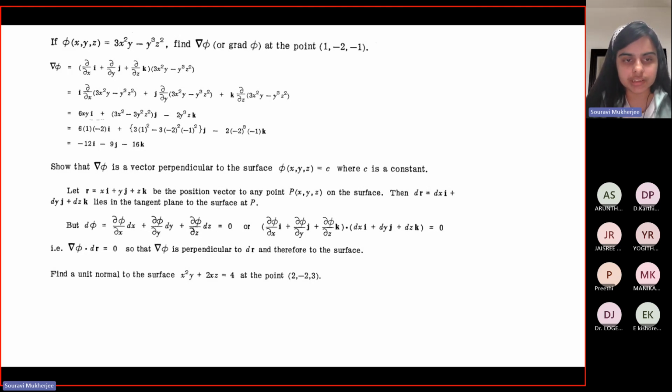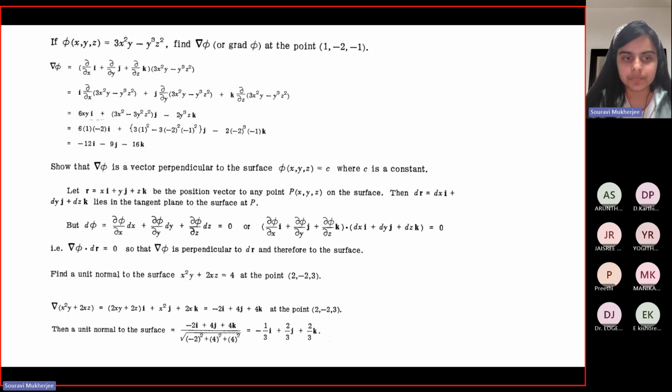So if you want to find the unit normal to some surface, you first do the gradient, and then you take the unit vector along that, right? That gives you the normal to the surface. So this is about the direction of the gradient of any scalar quantity, and it's the direction along which phi is considered to have the maximum change, right?